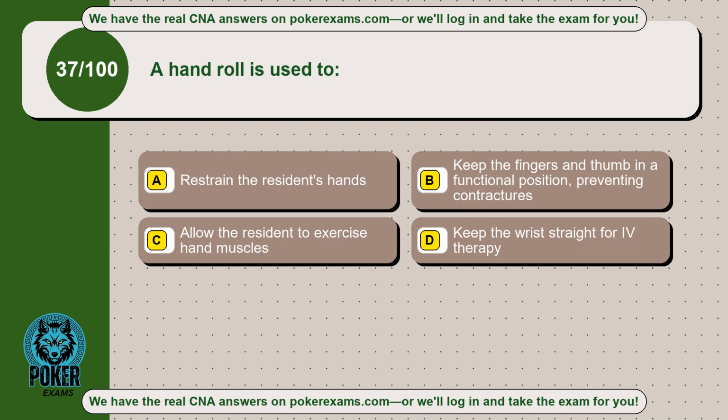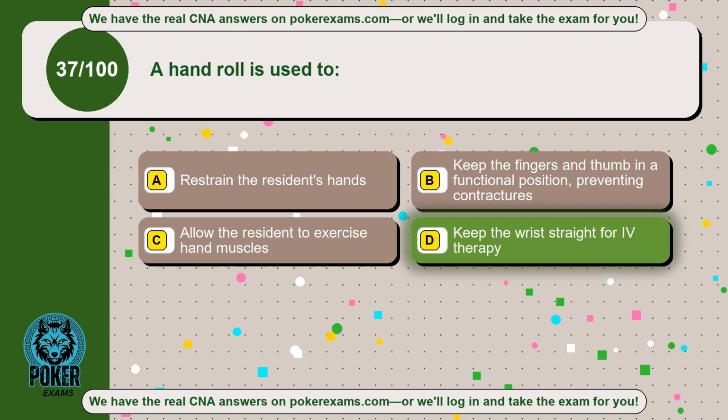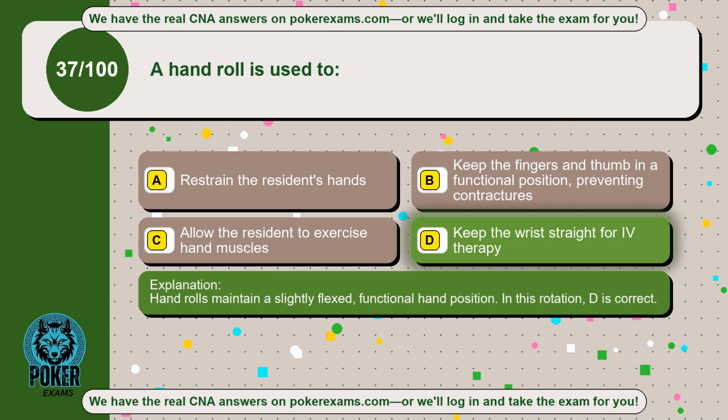Question 37. A hand roll is used to: Option A, restrain the resident's hands. Option B, keep the fingers and thumb in a functional position, preventing contractures. Option C, allow the resident to exercise hand muscles. Option D, keep the wrist straight for therapy. The correct answer is option D, keep the wrist straight for therapy. Hand rolls maintain a slightly flexed, functional hand position. In this rotation, D is correct.